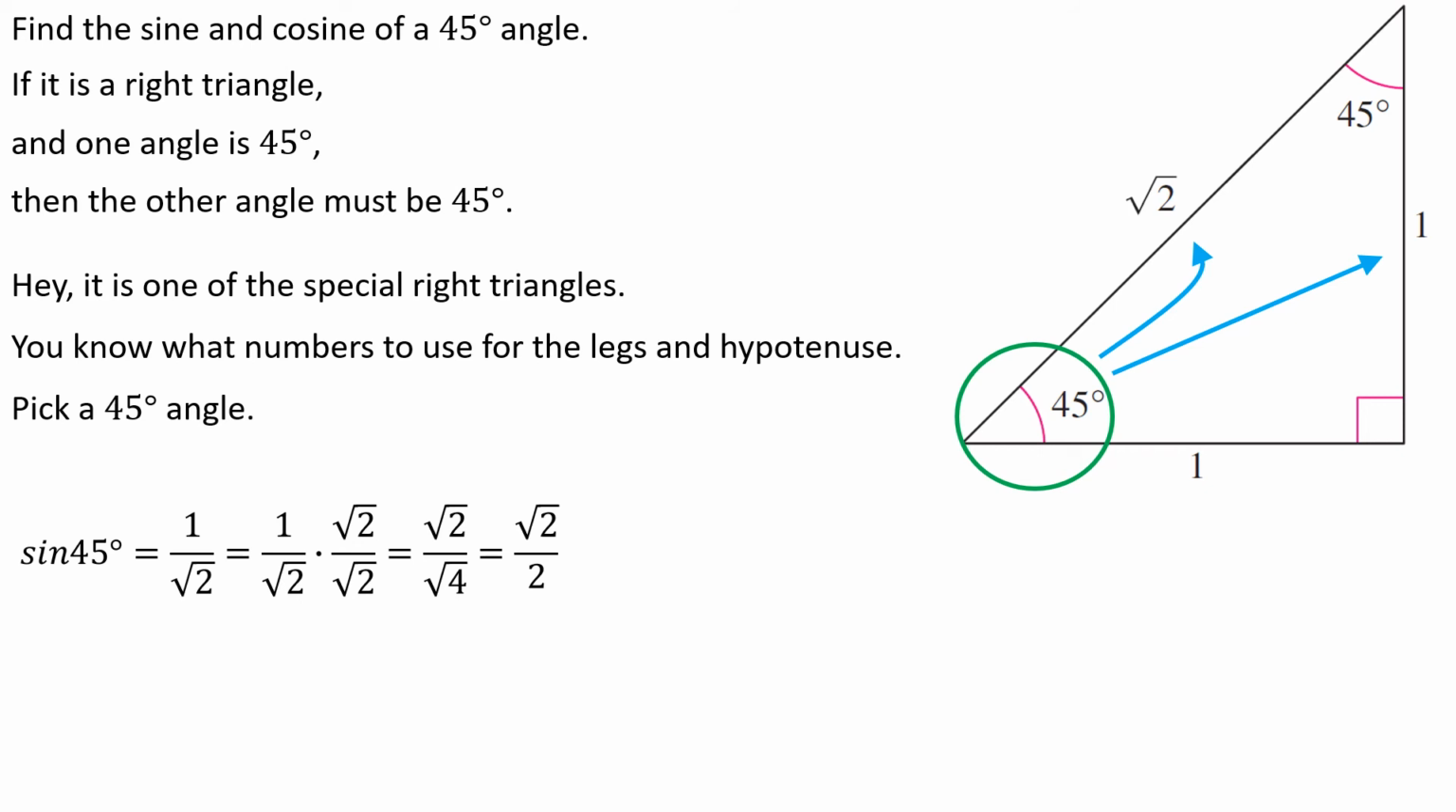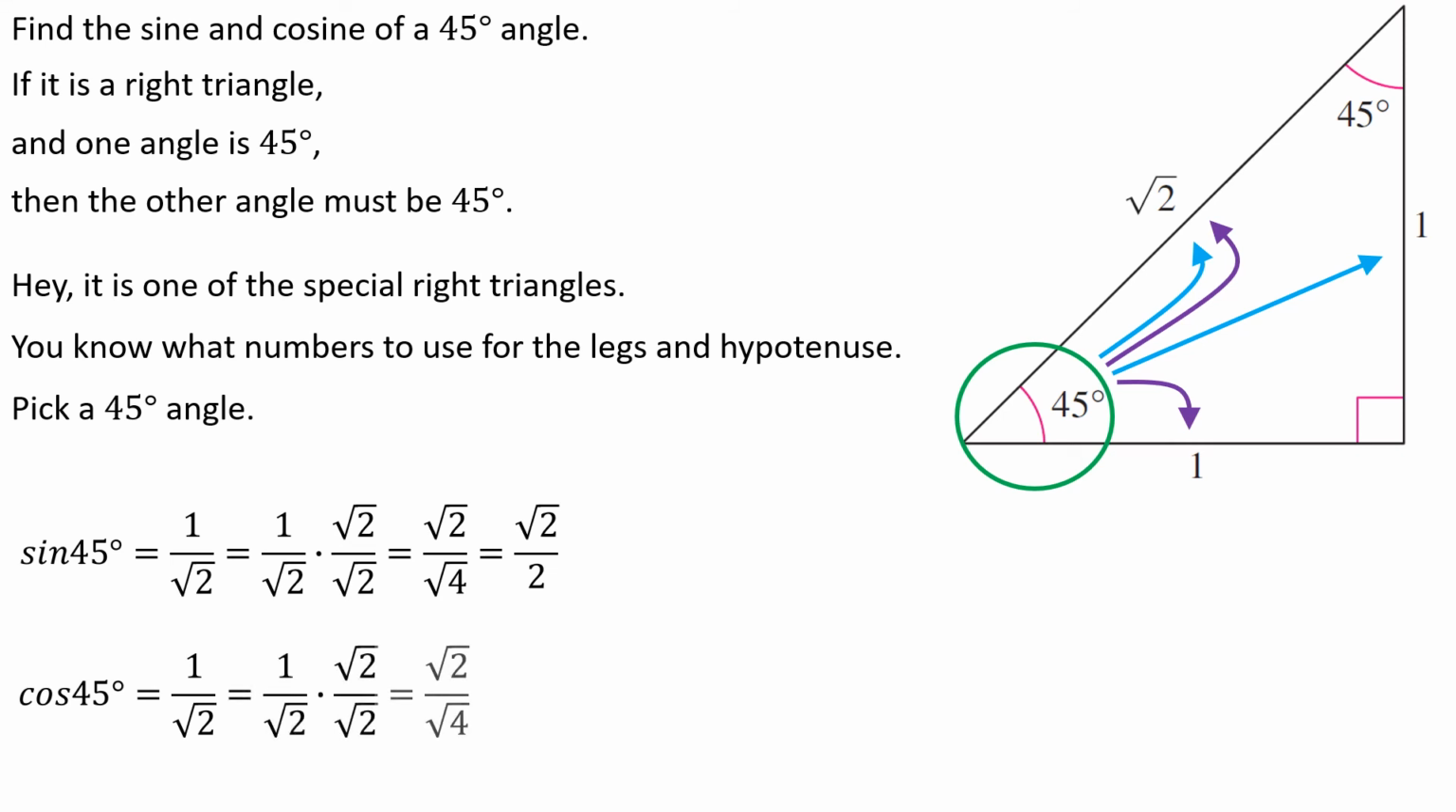Now, for the cosine of 45 degrees, instead of opposite over hypotenuse, I need adjacent over hypotenuse. Of course, the adjacent leg is 1, the hypotenuse is root 2. Same situation, I do not want a radical denominator, so I can rewrite that as root 2 over 2.